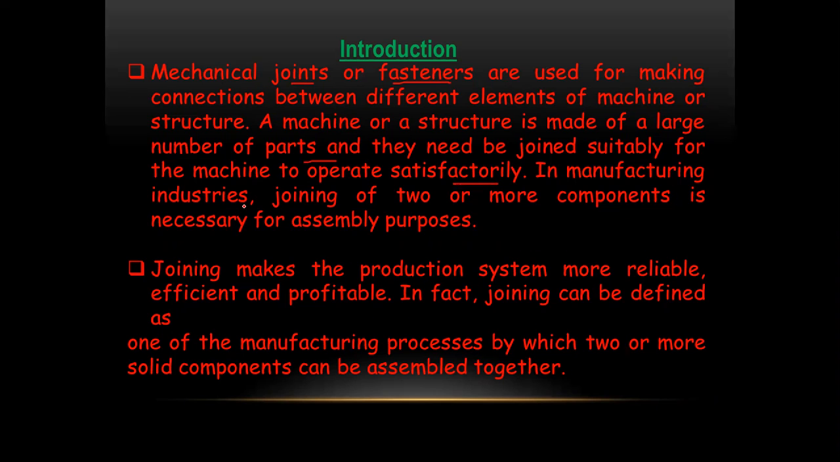In manufacturing industries, the joining of two or more components is necessary for assembly purposes. Joining makes the production more reliable, efficient, and profitable. In fact, joining can be defined as one of the manufacturing processes by which two or more metal sheets or solid components can be assembled together. Simply, we can call joining the mating of two or more solid components so that they can be assembled together, right?